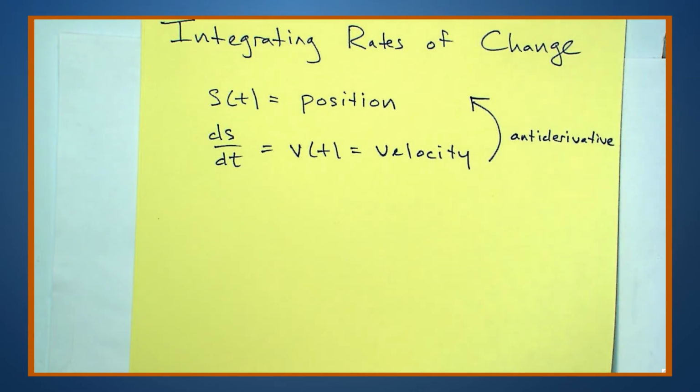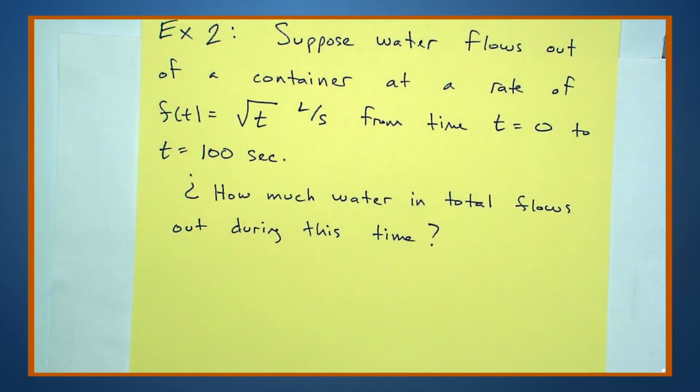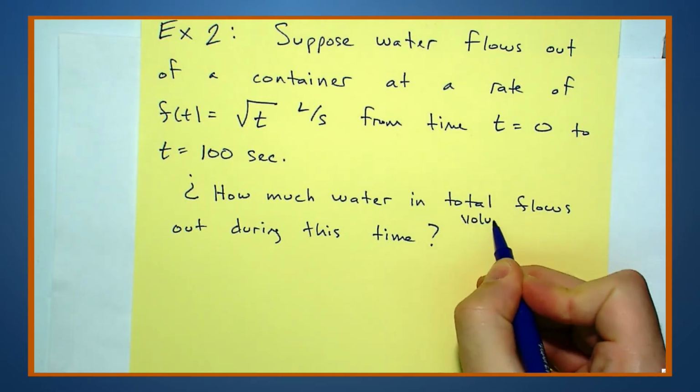Let me show you what I mean. Suppose water flows out of a container at the variable rate of square root of t liters per second from time t equals 0 to t equals 100 seconds. How much water in total flows out during this time? Notice that the rate of flow of the water is not constant. It depends on what time t you're looking. So for this problem, we really need an integral to find the total volume.